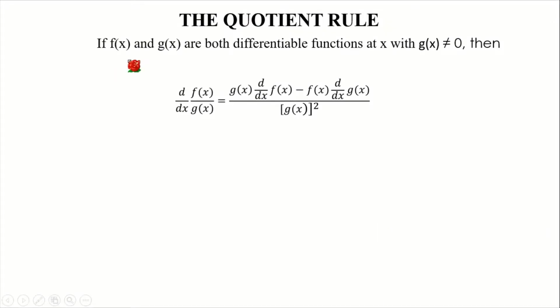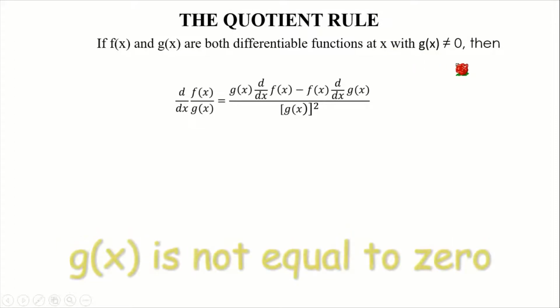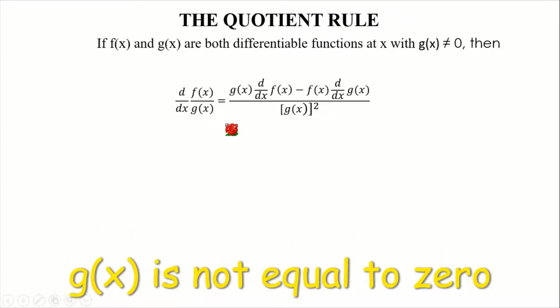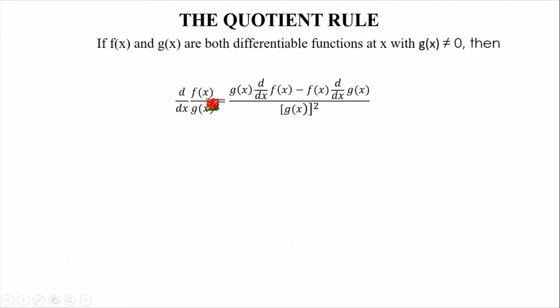So if f of x and g of x are both differentiable functions of x with g of x not equal to 0, then d/dx of f of x over g of x is equal to g of x times d/dx of f of x minus f of x times d/dx of g of x, all over the square of g of x. Ang ibig sabihin nun?